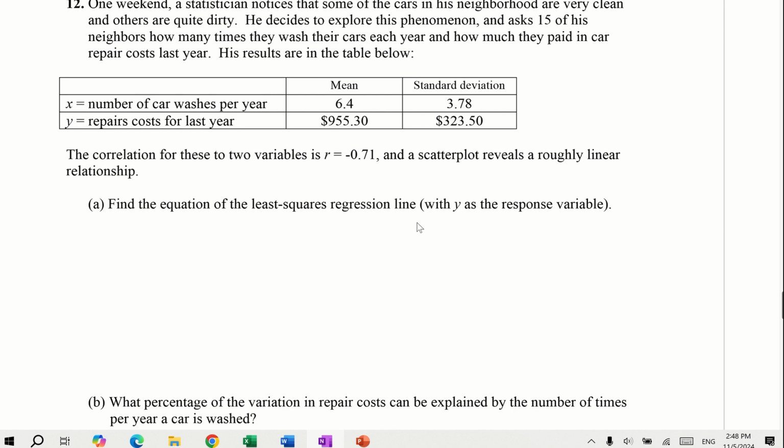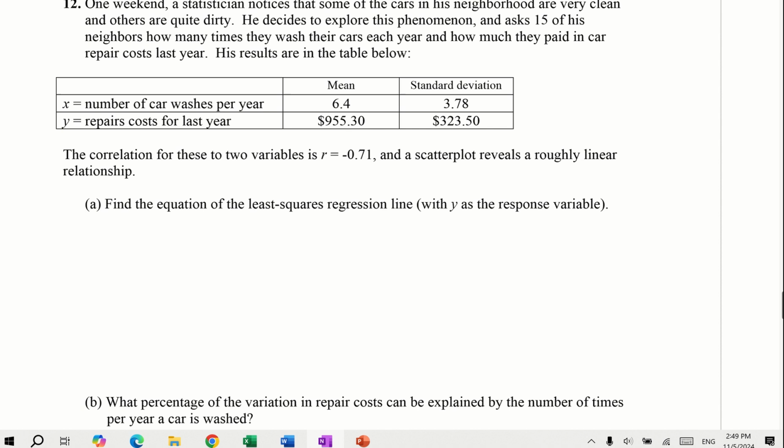Find the equation of the least squares regression line with y as the response variable. This is a classic formula, so just calculate using the formula. Remember that y hat is a plus bx, and first we calculate b.